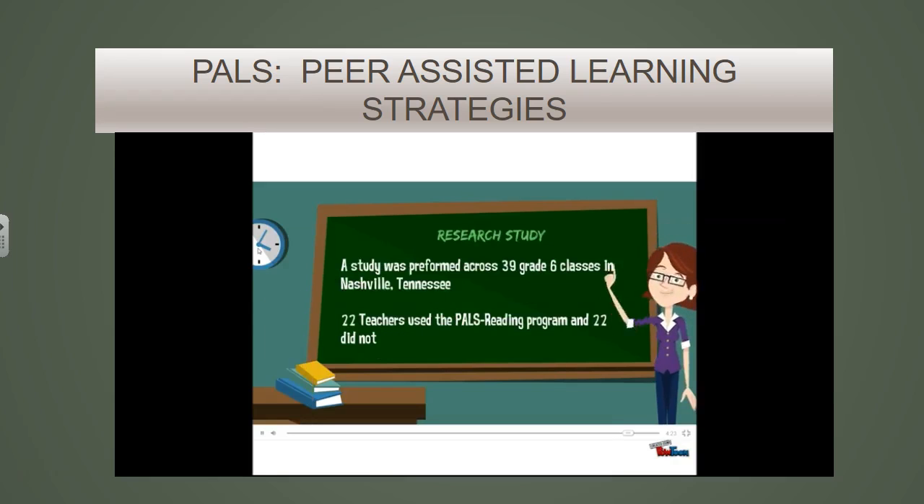A study was performed across 39 grade 6 classes in Nashville, Tennessee. 22 teachers were provided with the PALS reading program and 22 were not, meaning that they did not use cooperative learning or peer tutoring with their students.